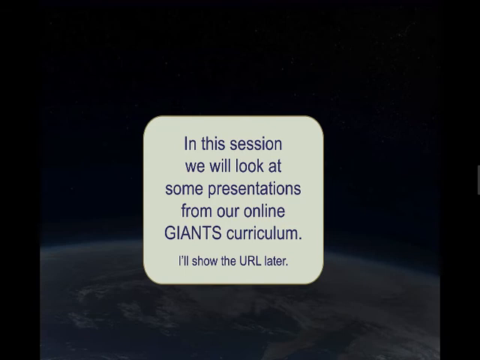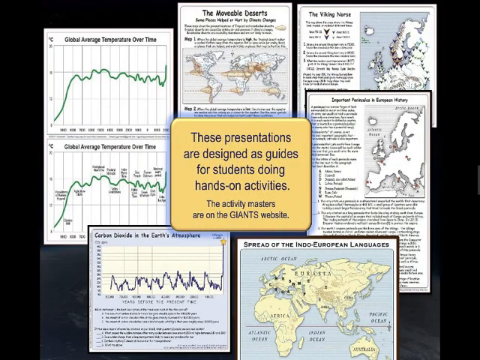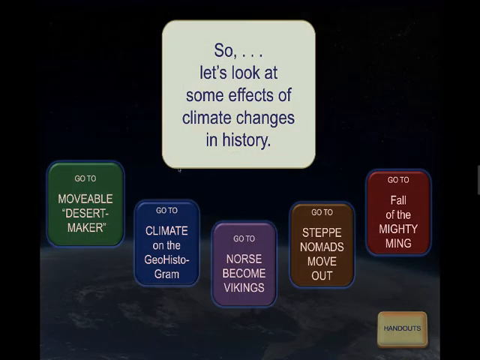And in this session, we will look at some presentations from the online Giants curriculum. I'll show the URL later, and the handout packet has a direct link to these websites. So what we're going to look at are a series of presentations that are designed as guides for students doing hands-on activities. And the activity masters will be on the Giants website. So with that as background, let's look at some effects of climate changes in history.